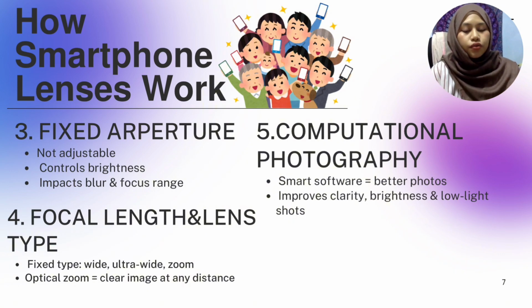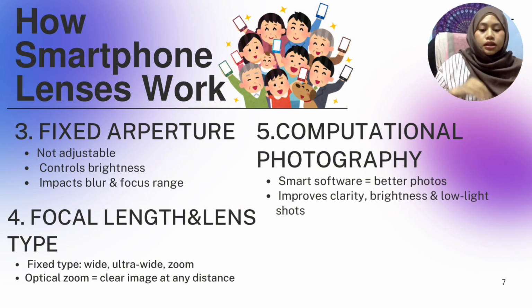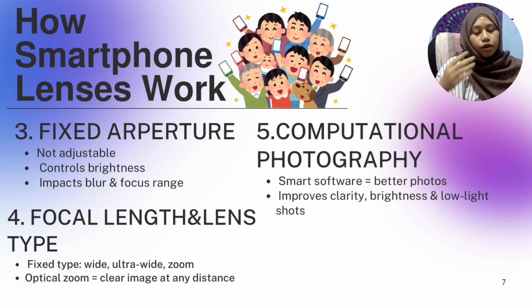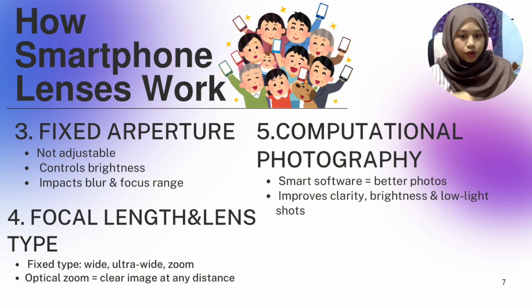Lastly, the fifth one is computational photography. This is where the phone uses software to make the picture look even better. For example, it can automatically adjust brightness, make colors pop, sharpen the image, and even improve low light photos using night mode. It can also combine multiple images into one, like in HDR mode, to get the best lighting and detail. This is especially important because smartphone lenses are small, so the software helps to fill in the gaps and make the photo look like it was taken with a bigger or more expensive camera.